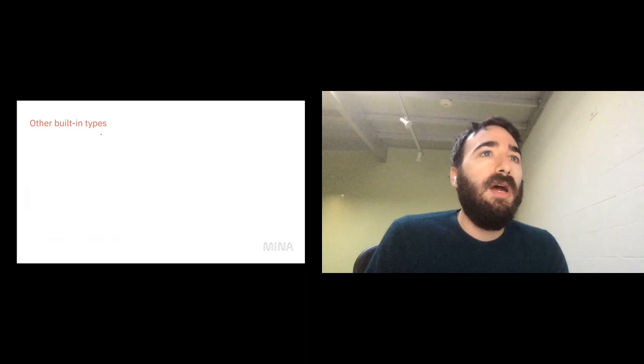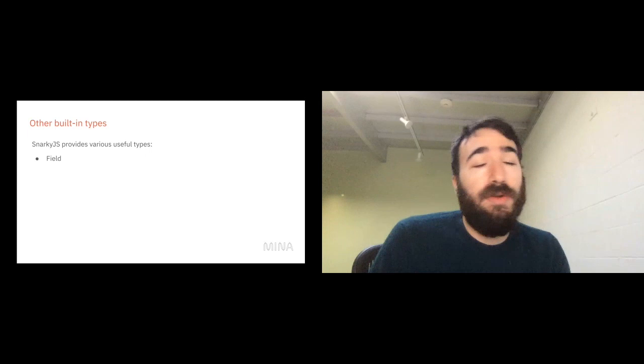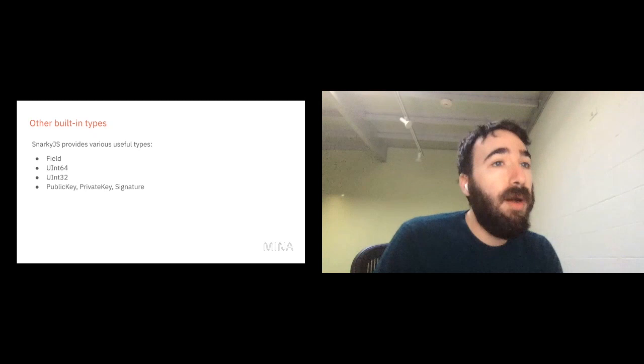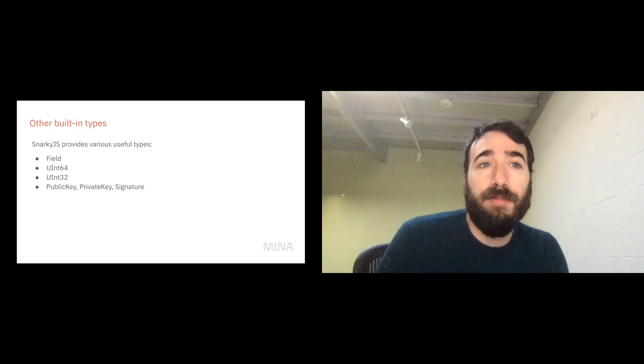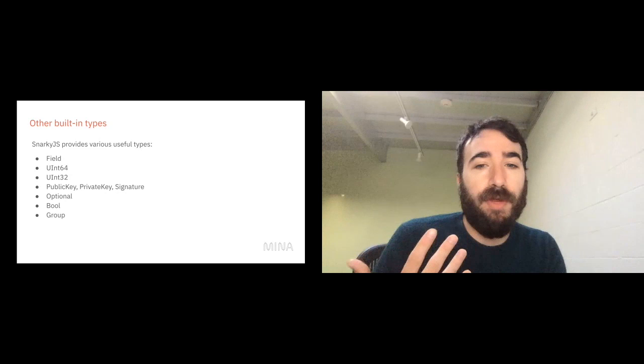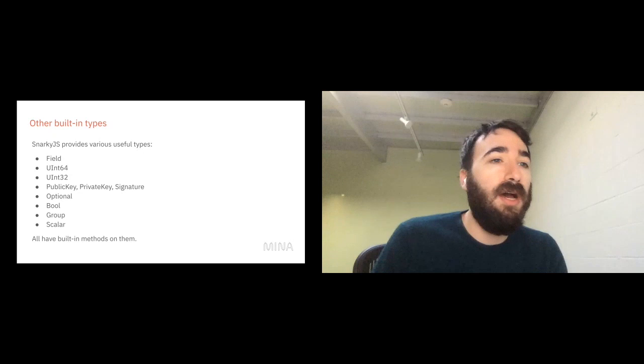So there's a lot of other built-in types besides field elements. As I said, there's Field. There's also UInt64, UInt32, PublicKey, PrivateKey, and Signature. So there's a built-in signature scheme library in the standard library, because that's a really common kind of functionality that people would want to use in smart contracts. There's also types for representing optional data, booleans, and a Group type for representing an elliptic curve, which is useful for a lot of cryptographic schemes. And these all have built-in methods on them that we'll see in a little bit.